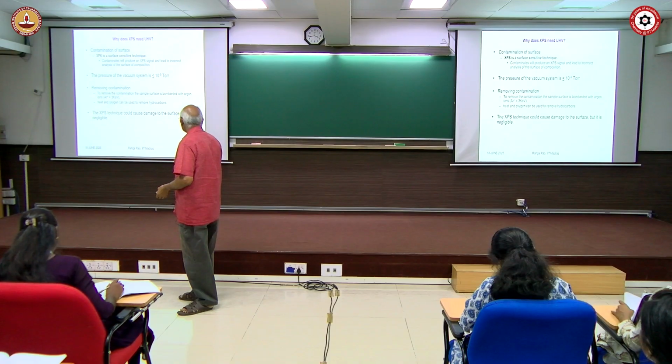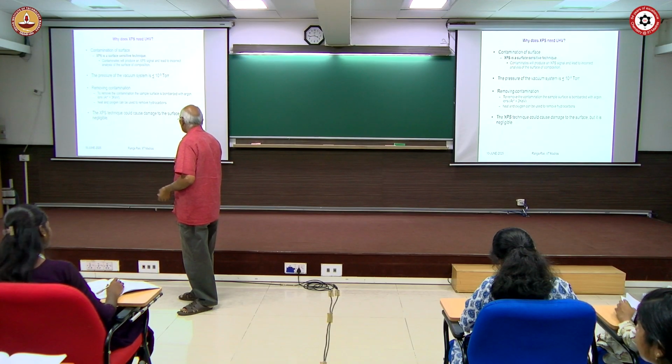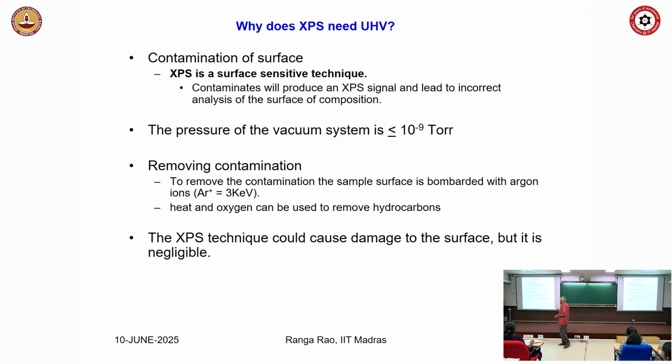Why does XPS need UHV? That's what I mentioned already. Contamination of the surface has to be controlled because it gets contaminated very fast. While doing the experiment, you need at least an hour, for example, during which your sample should be clean, and for that you need a pressure of the order of 10 to the power minus 7 to minus 8, so that your sample remains clean.